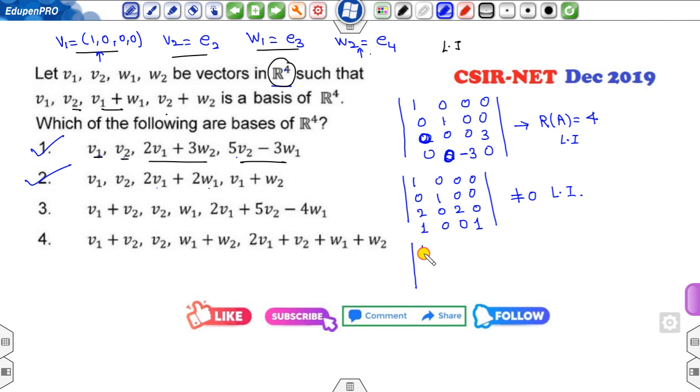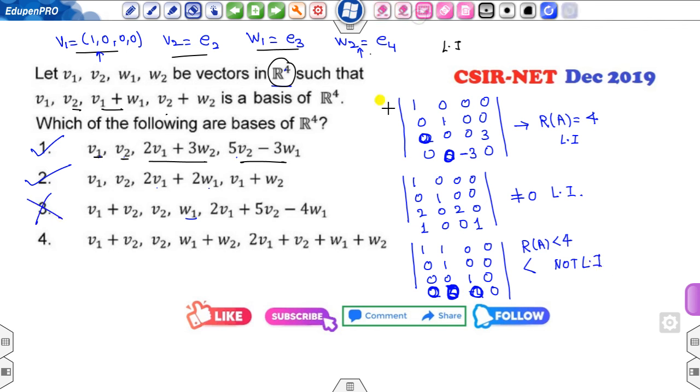Third option: V1 plus V2, 1 1 0 0, V2, V1, W1, twice of V1, 5 times, minus 4, 0. If I multiply by 2 and subtract them, this comes to be 0. Multiply by 2 and subtract them, it is my 3. Then I can multiply by 3 and subtract them, this is 0. I can multiply this by 4 and add them, this will be 0. So clearly the rank of this matrix is less than 4, which means it is not linearly independent.